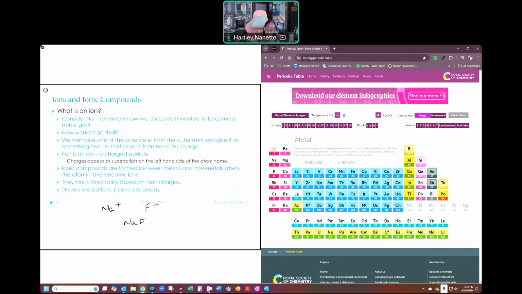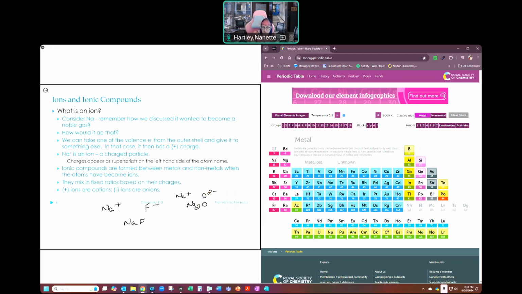If I have an Na+, like we talked about before, and I have an O2-, then I need twice as many Na+ as I do the O2-. So I end up with an Na2, so that charge there becomes a subscript here, and my charge here becomes a subscript on the O. So Na2O has the same amount of positive charge as I have negative charge. So that determines what the ratio is between the positive and the negative.